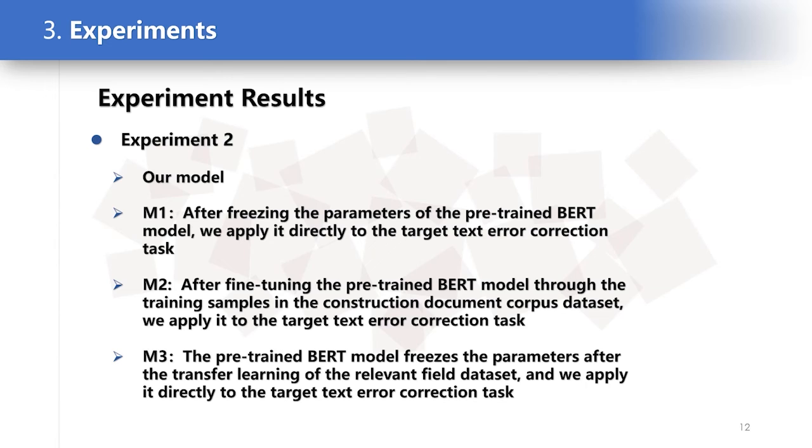Then, we perform ablation experiments with our model and three other models. The three models are: after freezing the parameters of the pre-trained BERT model, we apply it directly to the targeted text error correction task, set to M1. After fine-tuning the pre-trained BERT model through the training samples in the construction document corpus dataset, we apply it to the targeted text error correction task, set to M2. The pre-trained BERT model freezes the parameters after the transfer learning of the relevant field dataset, and we apply it directly to the targeted text error correction task, set to M3.